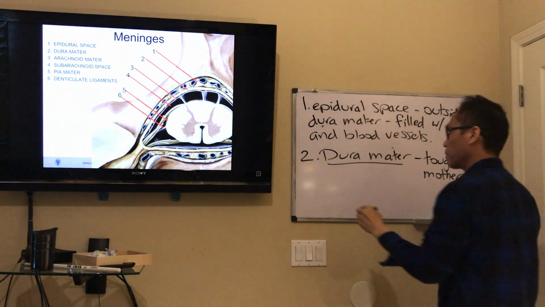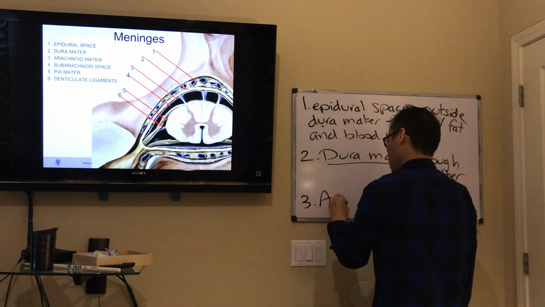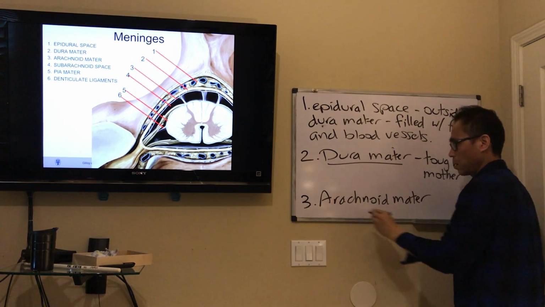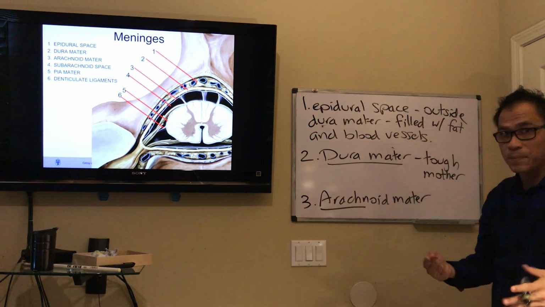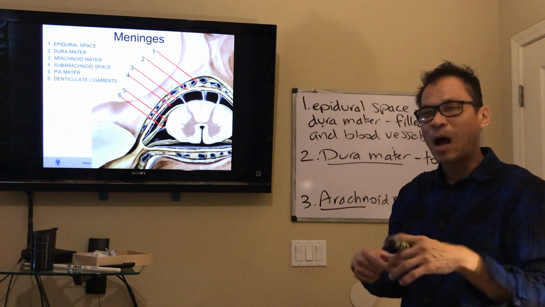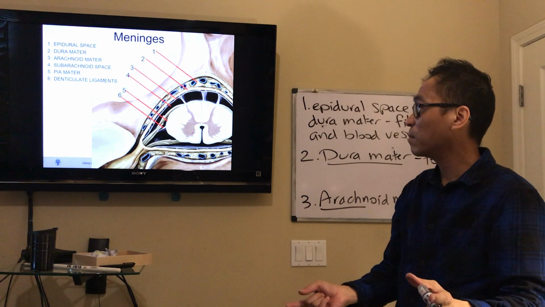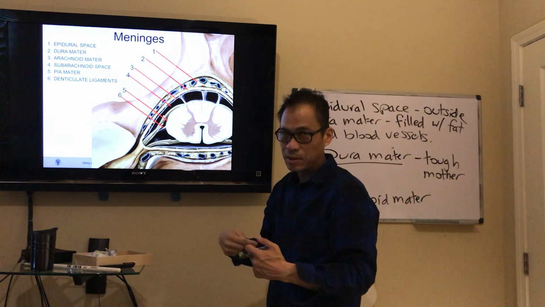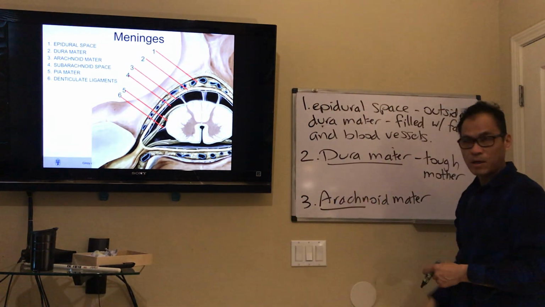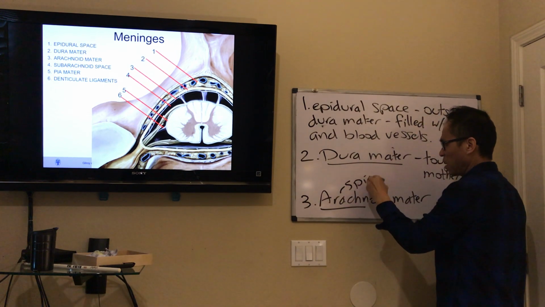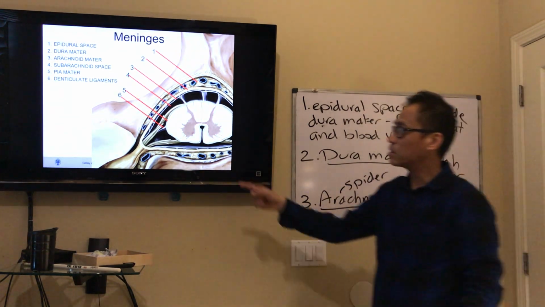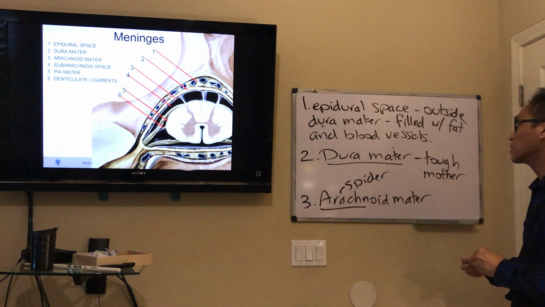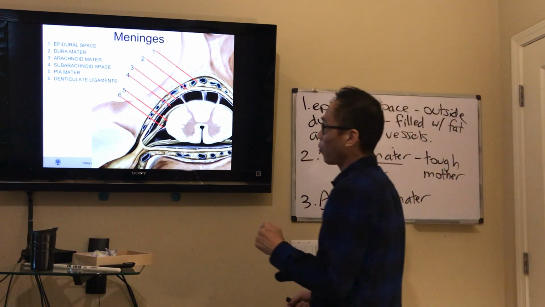Number 3, arachnoid mater. That word root means spider because in this layer there are some cobwebby, spidery looking things. Can't really see it here, but these little things right there appear like cobwebs. So that's why it's called that. This word root means spider, as in spider webs for this layer. Number 4, subarachnoid space. Deep to the arachnoid, of course, the space right in there.